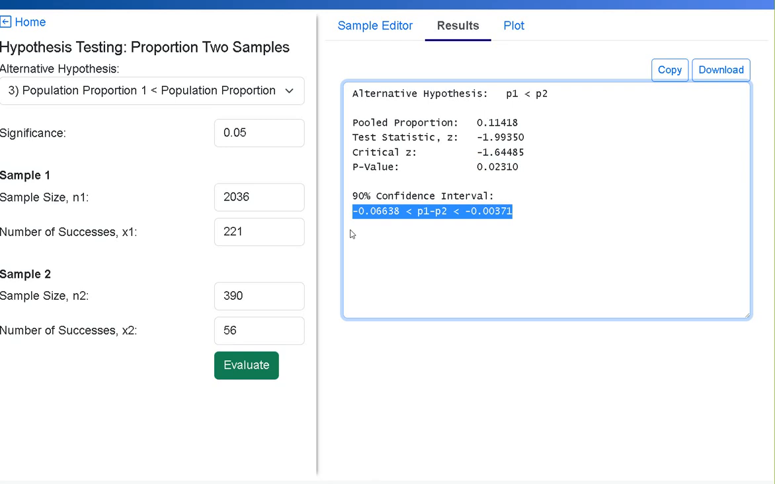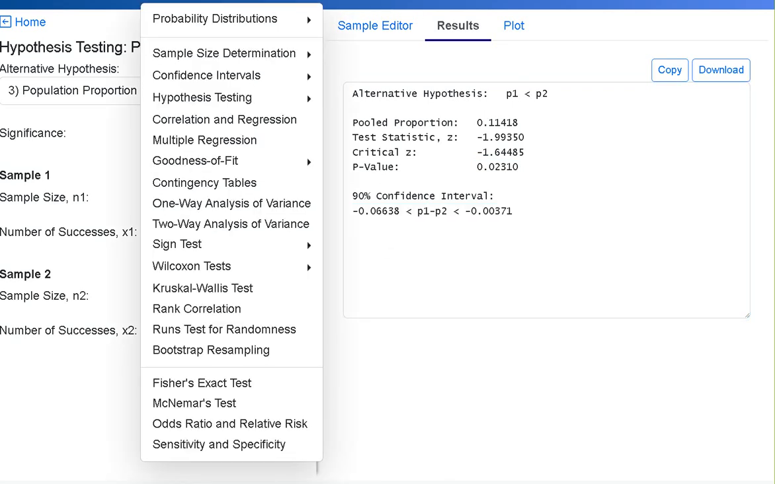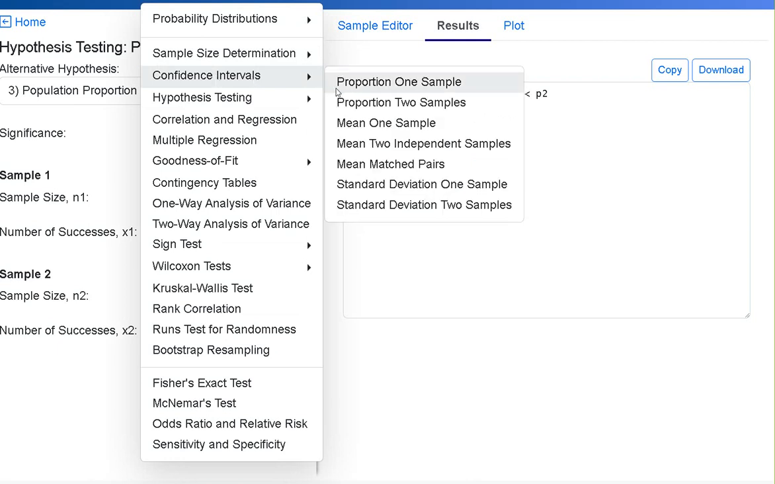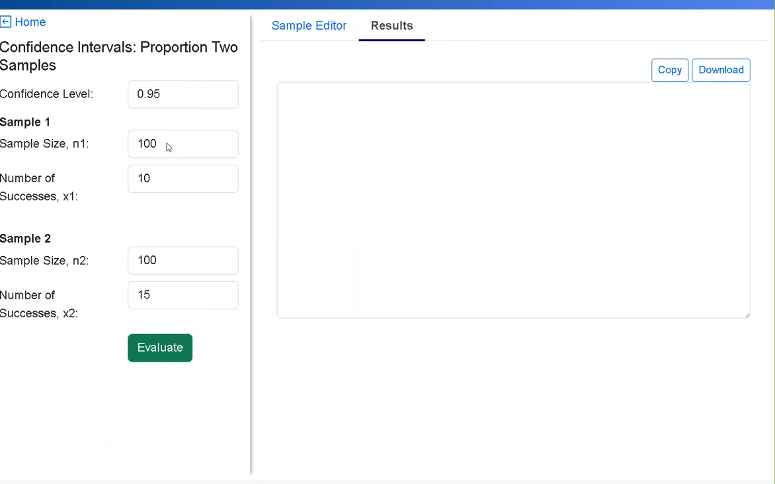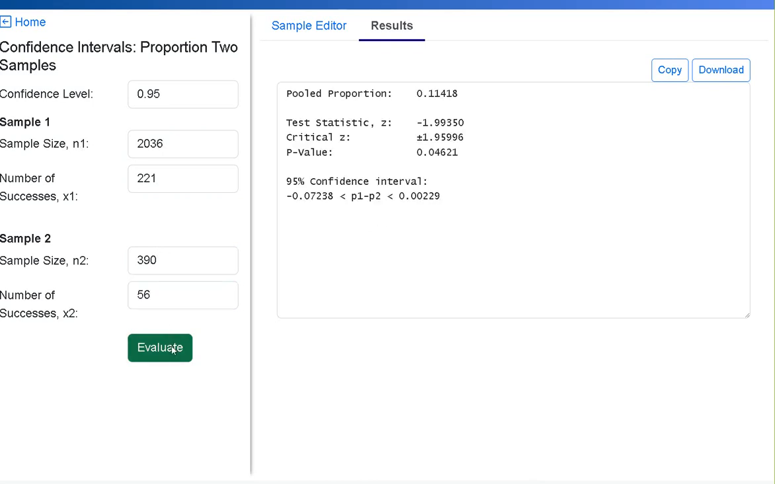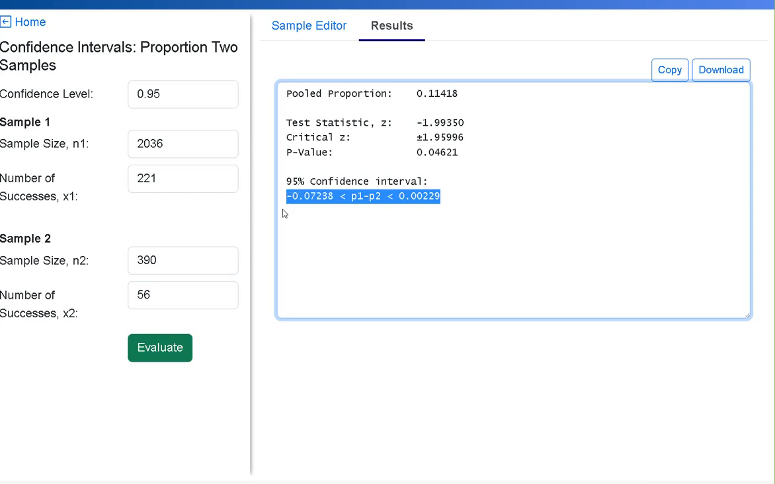If you actually wanted a 95% confidence interval, you'd have to go back here, confidence intervals, proportion 2 samples, and then run through it this way. So the numbers you'd type in would be 221 and actually, you know what? Backwards. 2036, then 221, then 390, then 56, and now we can get our confidence interval. This is now a 95% confidence interval. And this is at odds with our conclusion though, because our confidence interval here contains 0. Yeah, not by a lot, but by a little.